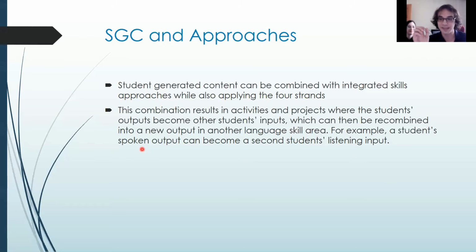Basically, you could make activities or projects or whatever kind of assignment you want, where a student's output could become another student's input, and then that input could become a new output through another student, which is the big thing we're going to do here. So a bit of recombination of one idea to become another. So for example, if a student does a speaking thing for a product, then that speaking becomes another student's listening, and then that student's listening you could change into a writing or another speaking or something.